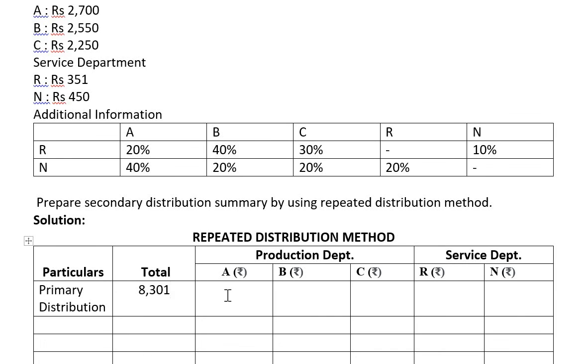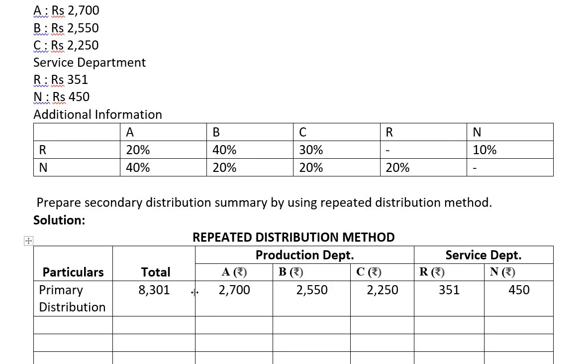For A, it's already given over here, it's 2700, so we can write 2700. For B, it's 2550. For C it is 2250. For R, it's given to be 351. And for N, it's given to be 450.